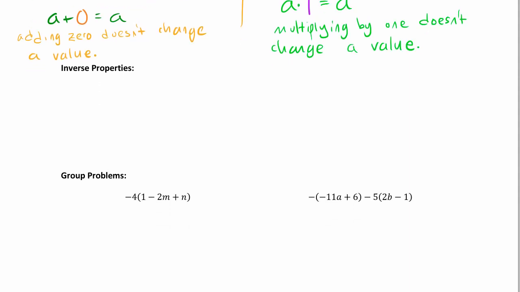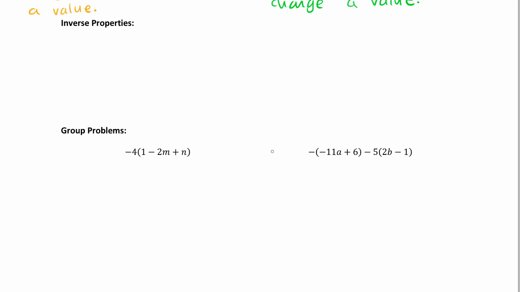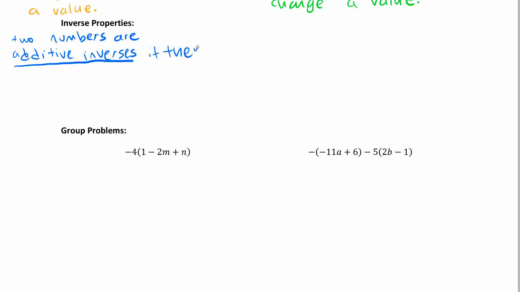Okay, we've got 2 more properties, and then I've got a couple problems for you guys to try here. So the inverse properties, and this is again something we talked about a little bit last time. Numbers are additive inverses if they sum to 0. So 2 numbers are additive inverses if they sum to 0. And the reason it's 0 for addition is because 0 is the additive identity.